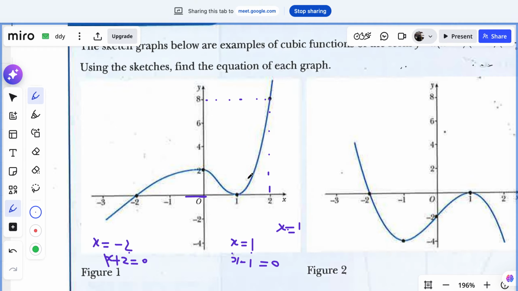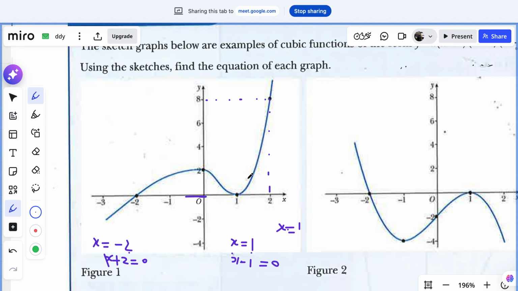So if k is 2, then our new equation will be x minus 1, x plus 2, and you put 2 outside here. Why they didn't put 2 here is because they said k was 1. So in this case, we found k to be 2. So if k is 2, you put 2 here. This is the equation of the cubic equation.